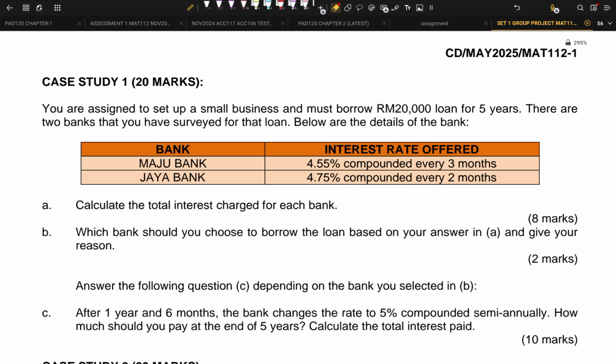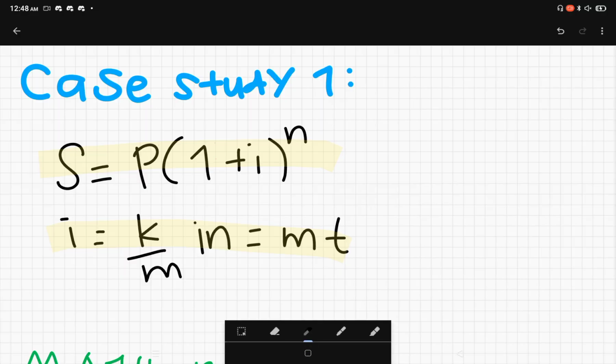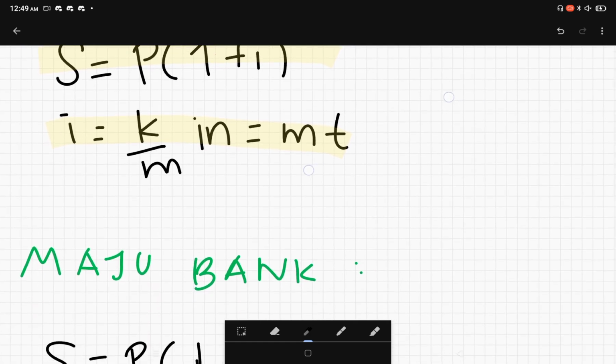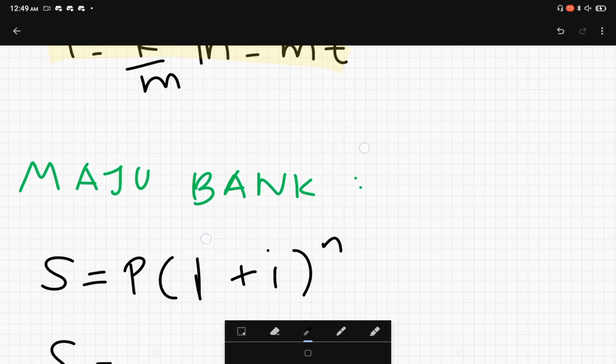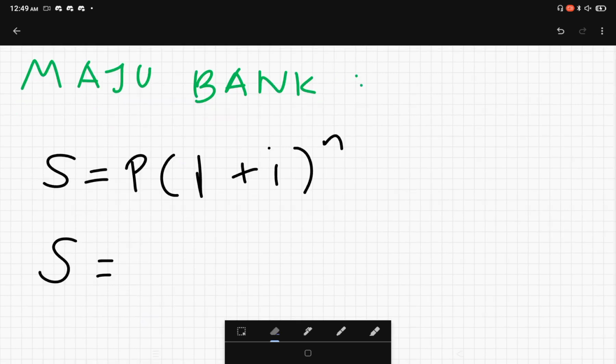Calculate the total interest charge for each bank. So for case study 1, we use S equals P(1 + i)^n, and also i = k over m, n = mt. For the Maju Bank, the interest rate is 4.55% per annum compounded every 3 months, which means it's quarterly, 4 times per year.